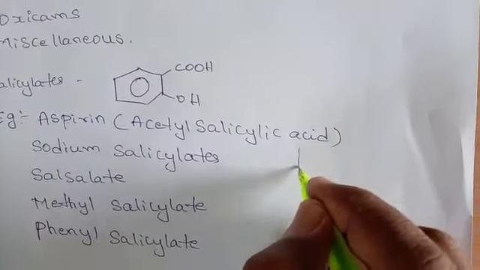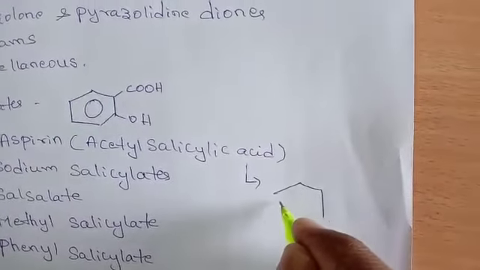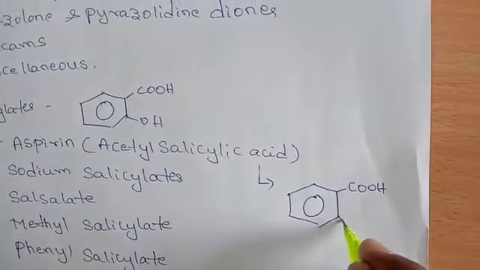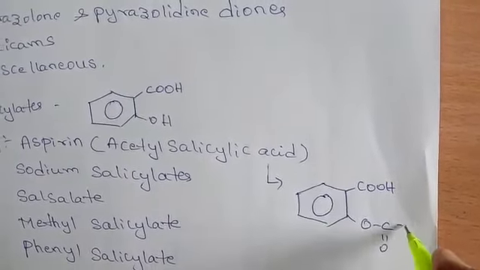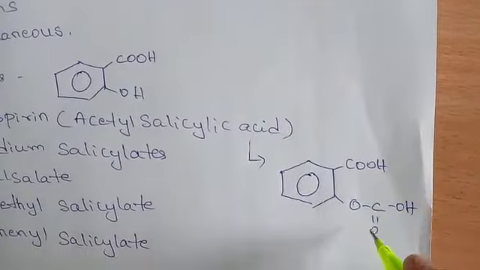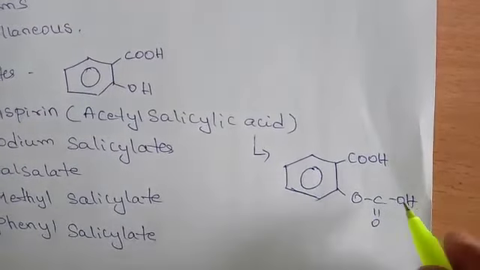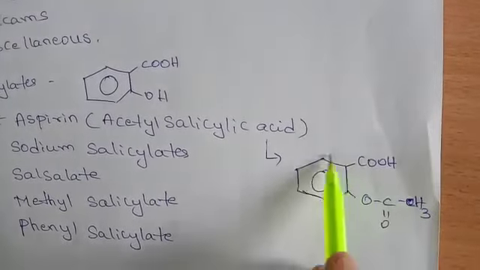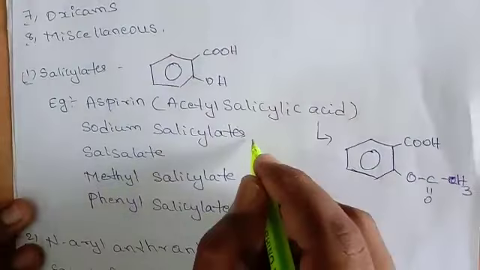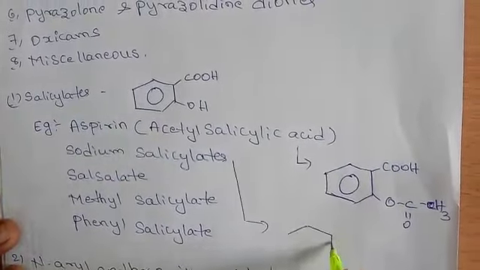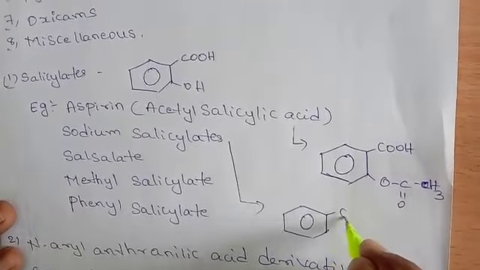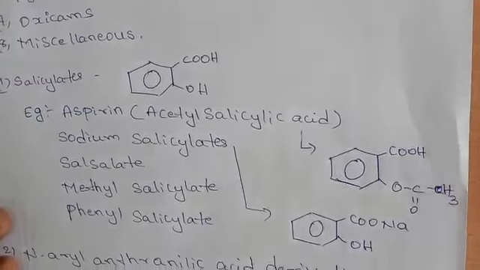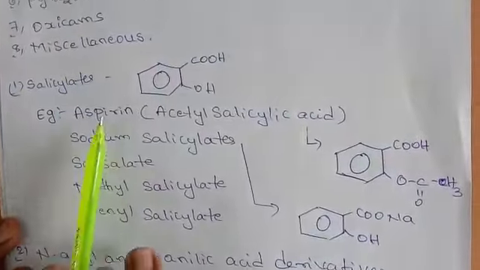When we see the structure of aspirin, which is also called acetyl salicylic acid, it contains the carboxylic acid group and the acetyl group, both in the ortho position. So this is acetyl salicylic acid, acetyl and salicylic acid. The other example here is sodium salicylate. This is the sodium salt of salicylic acid, which is sodium salicylate. These two are the examples which are mentioned in your syllabus.